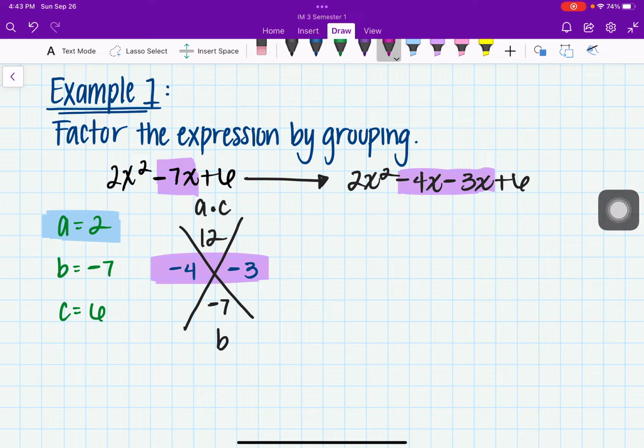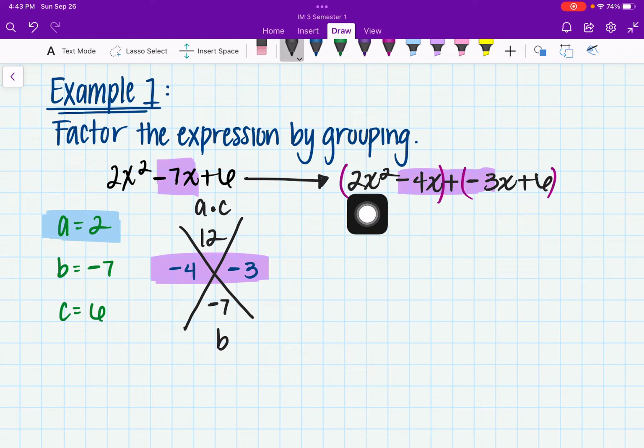So from here, let's go ahead and do grouping. Let's group these. And let me move this a bit, because whenever we do have a negative, there is still an addition sign in between them. So I will be grouping these, and I'll put a plus sign in between them. So from here, let's go ahead and factor.